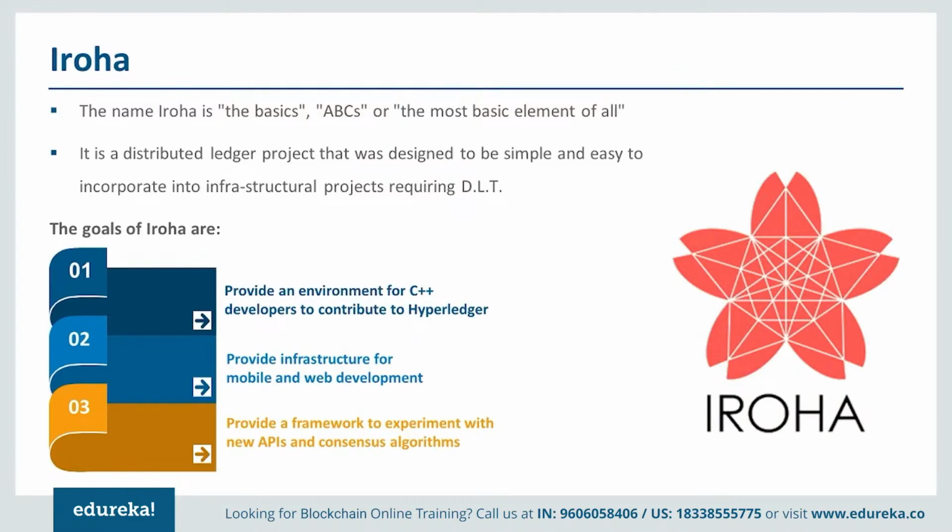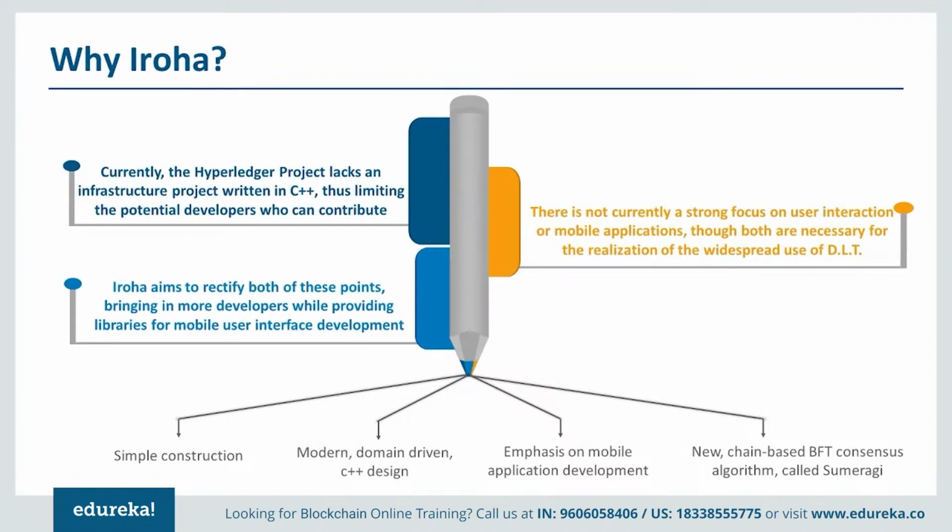With respect to features, if you compare it with Fabric and Sawtooth, it stands nowhere. Also, because it uses C++ as a language, which is a bit older, it does not have the functionalities you generally see in JavaScript or Node.js. So why Iroha? If you want a simple blockchain-based implementation to run from your mobile device, then only you will be using Iroha. Otherwise, you will not be using Iroha.